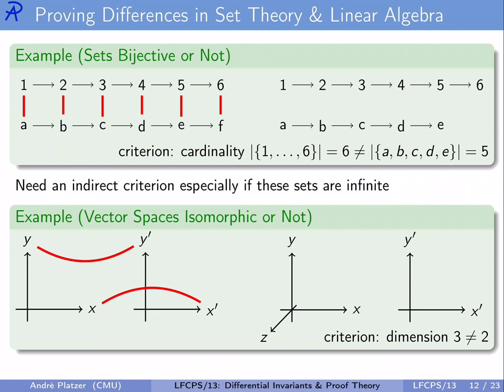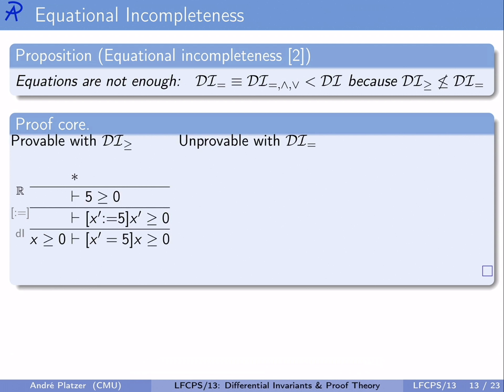Just like in set theory and algebra, proofs about impossibility are a bit harder because they're proofs about all ways of trying to identify something. So we need an indirect criterion here to argue that not just one attempt of a proof that we're writing down with an equality as a differential invariant doesn't prove this property, but none could have proved it.